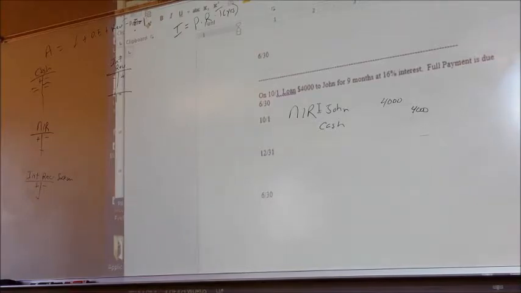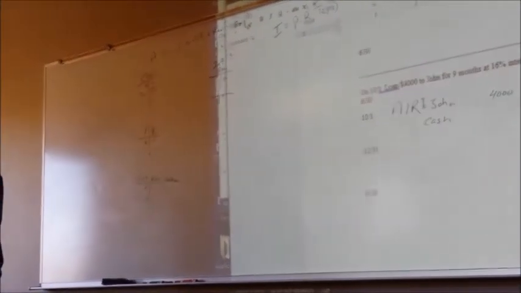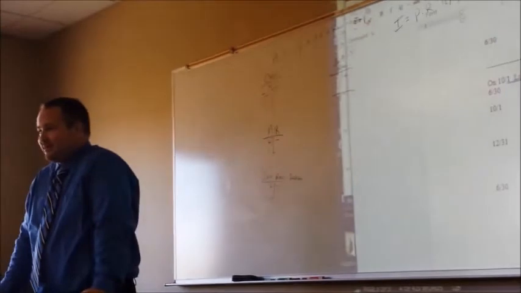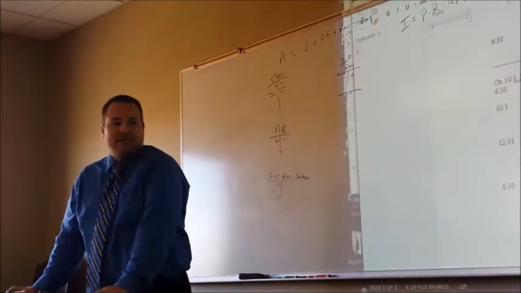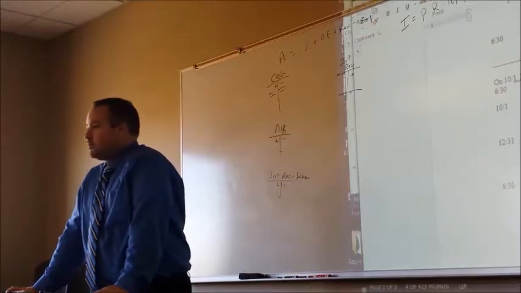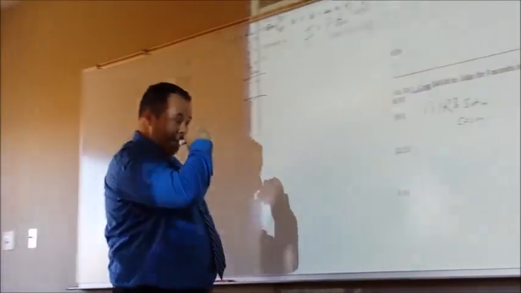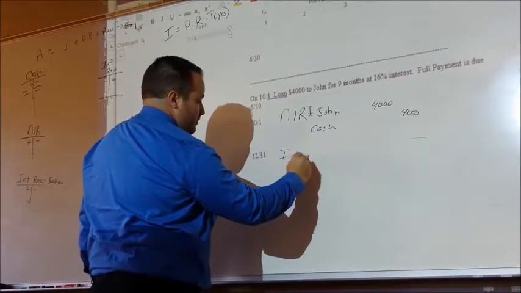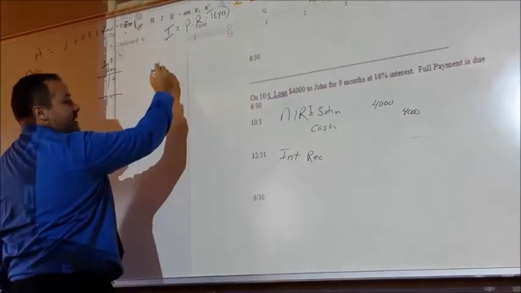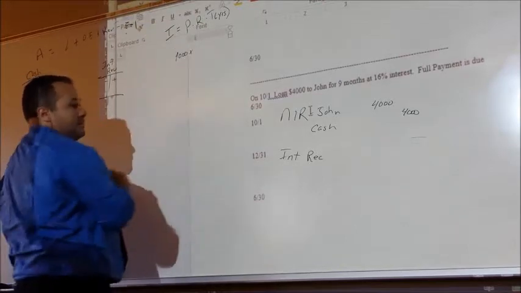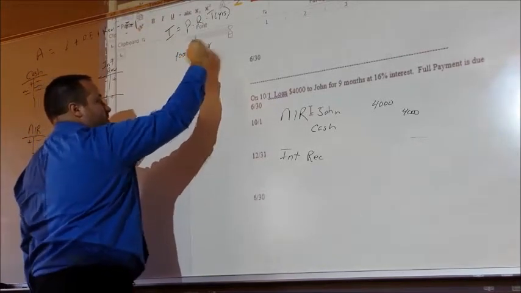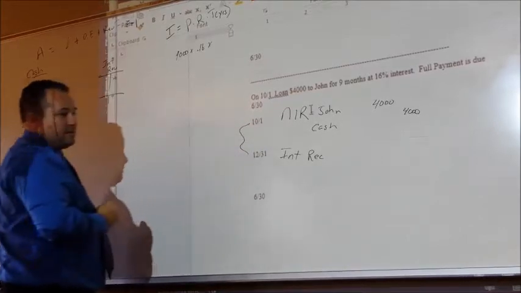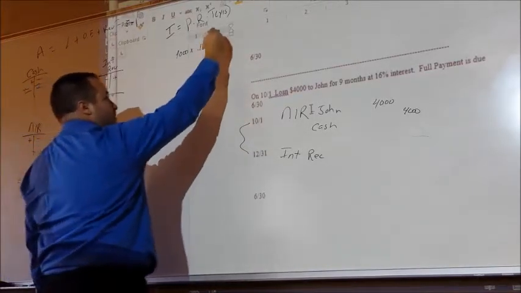Anybody get an interest for that first 12/31 entry? $160. Somebody who's not losing it, how much did they get? Anybody match 160? I got 160. Okay, good. 160. Interest receivable, we take 4,000 times 16% times how many months has transpired so far? 3.